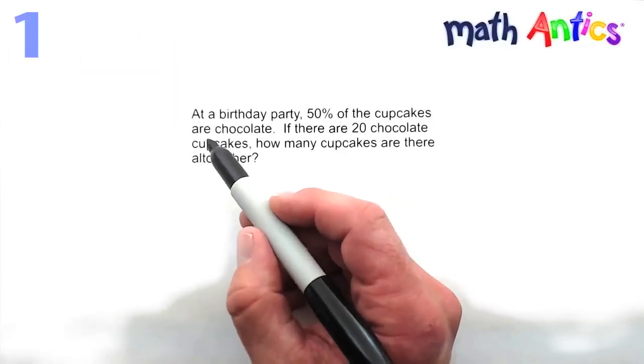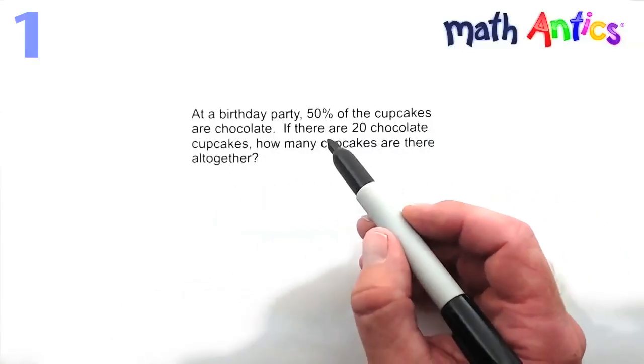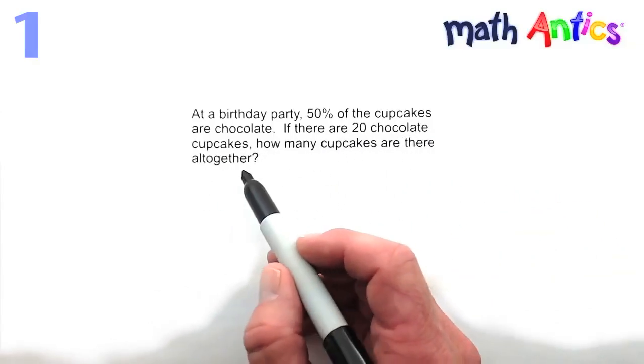Our first problem says, at a birthday party, 50% of the cupcakes are chocolate. If there are 20 chocolate cupcakes, how many cupcakes are there altogether?